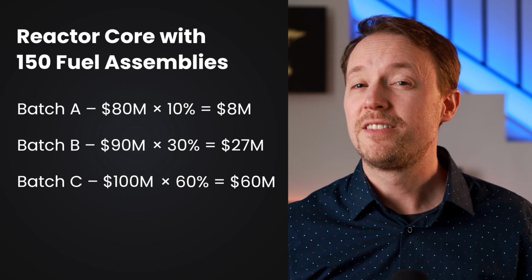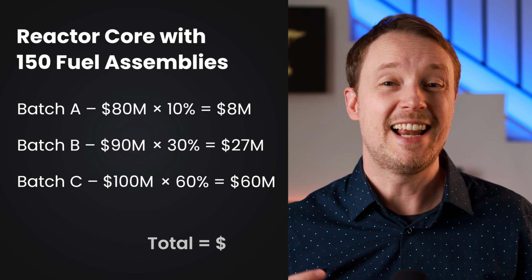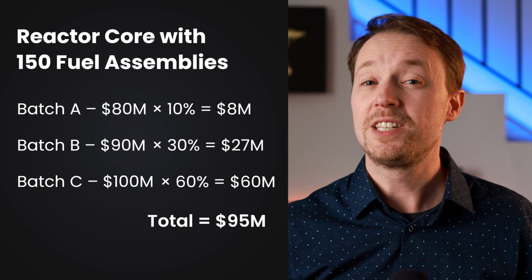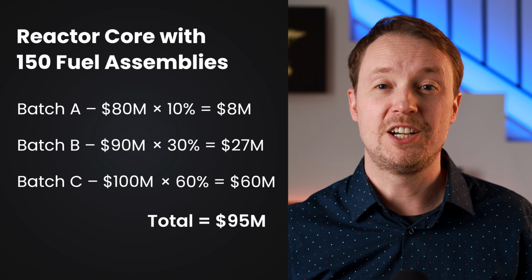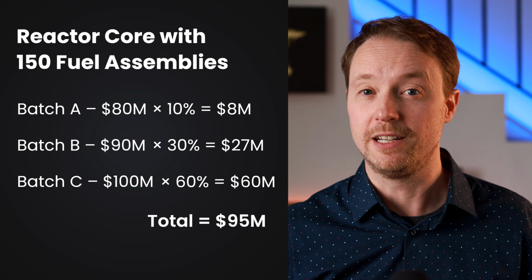Some simple math then gives us a total fuel cost for this cycle of $95 million, which is a different number than if we had only looked at the fresh batch C cost of $100 million. And this makes sense because the core is filled with different fuel from different batches that was bought at different prices. The thing is that by using this allocation schedule, we can more accurately determine the amount of fuel that was used in this cycle instead of just relying on the price of whatever fuel was put in last. However, the price of the fuel used during the cycle still makes it hard to compare between different cycles.